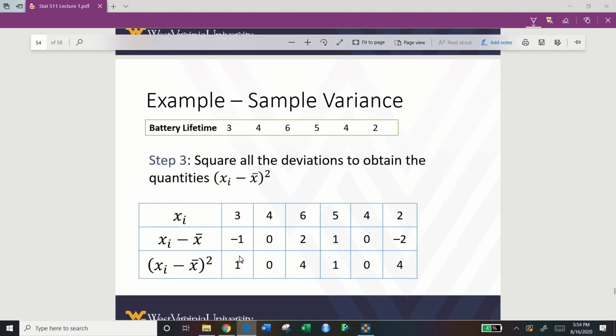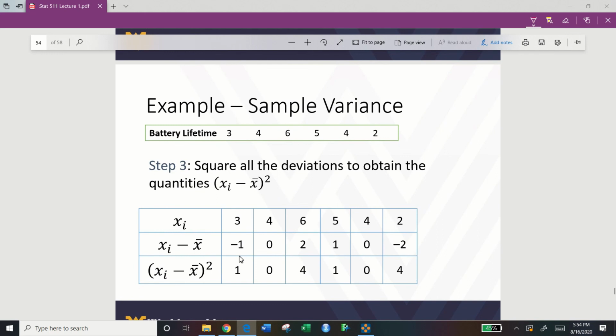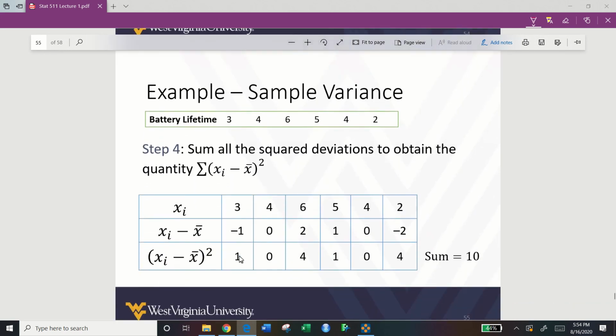Now at this point, we can square our differences so that all of our values are positive. Negative 1 squared is 1, 0 squared is 0, 2 squared is 4, 1 squared is 1, 0 squared is 0, and negative 2 squared is 4. Step 4, we can add our squared differences together, and this will give us a sum of 10.